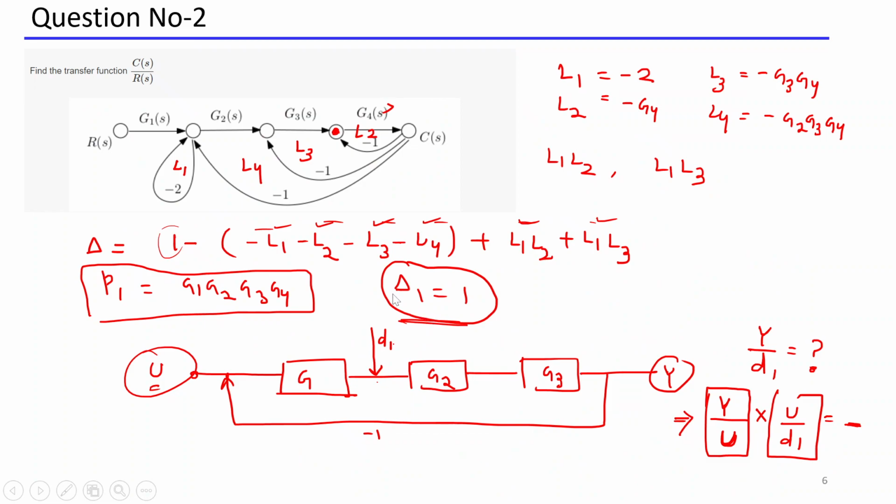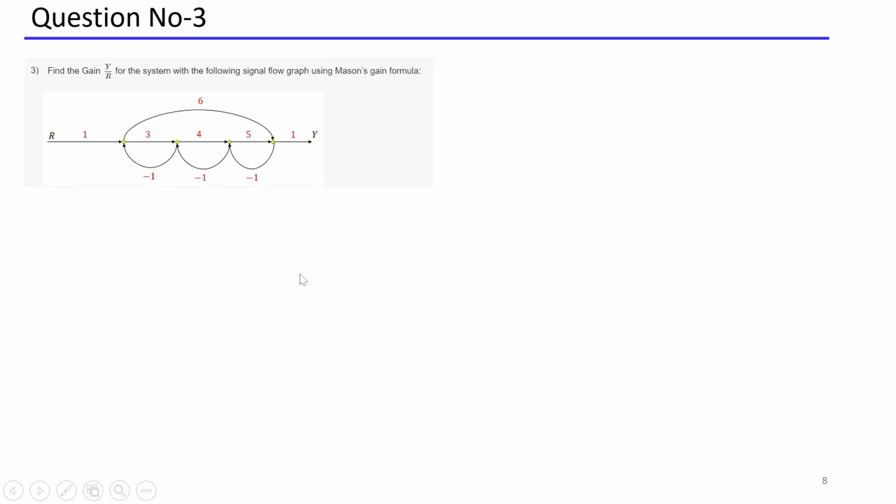Okay, so question number 2 we have solved because these are formula based and you just apply. You should not miss any loops. You should not miss any product of two individual loops, finding out delta 1, delta 2. These are very simple.